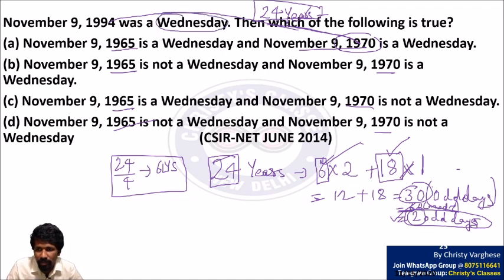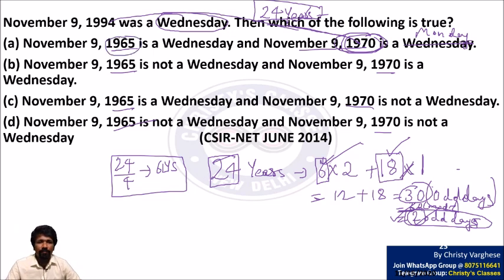November 9 is Wednesday means 1970 November 9 will not be Wednesday. It will be 2 days backward. 2 odd days means 2 days backward. Why? Because 1970 is a year before 94. 2 days backward means it will be a Monday. So we understood that 1970 November 9 will be a Monday.